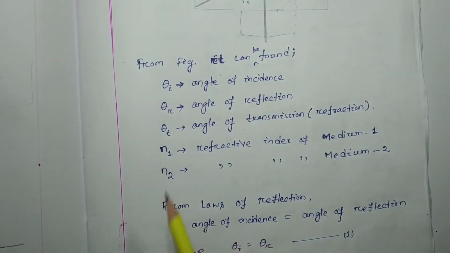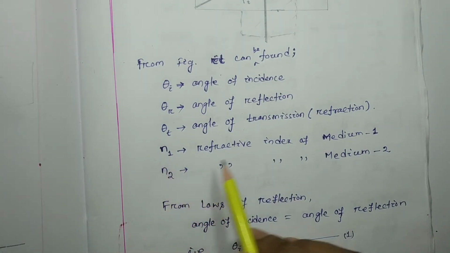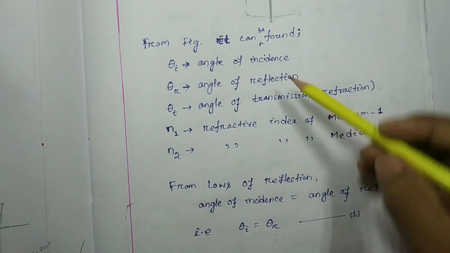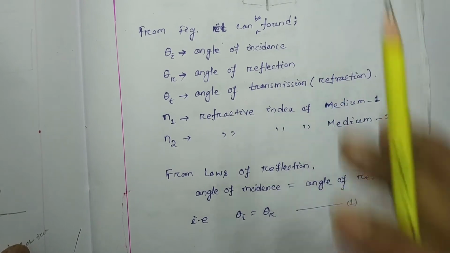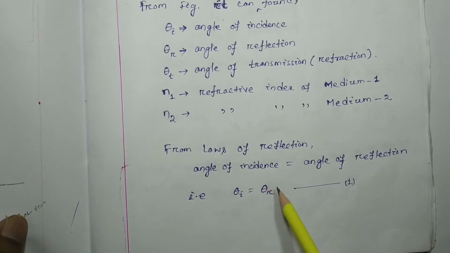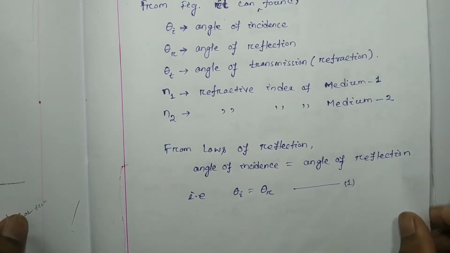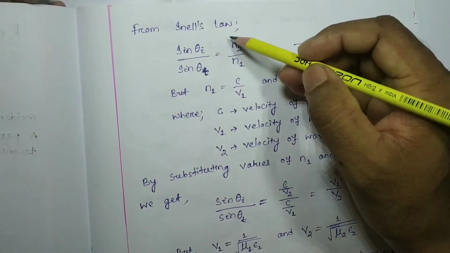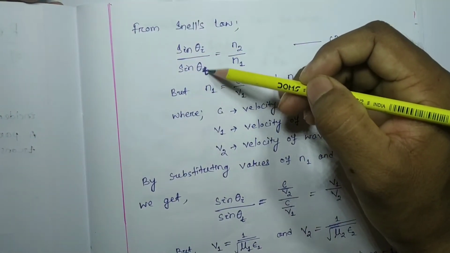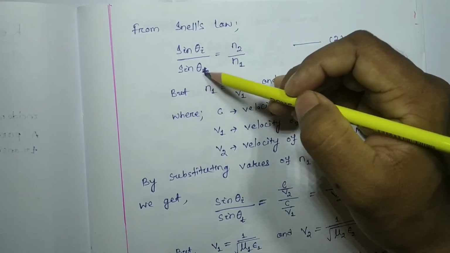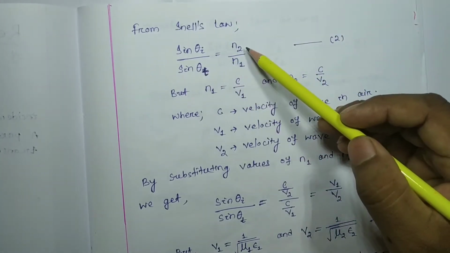N1, here N1, is not eta 1. N1 is the refractive index of medium 1 and N2 is the refractive index of medium 2. These things we have considered initially. And from Snell's law of reflection, we know theta I equals theta R, that is, the angle of incidence equals the angle of reflection. Let this be your equation number 1. And from Snell's law we know that the ratio of the angle of incidence to the angle of refraction or transmission will be equal to N2 by N1.